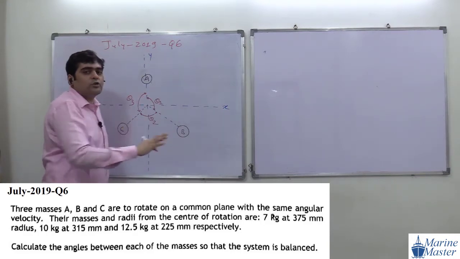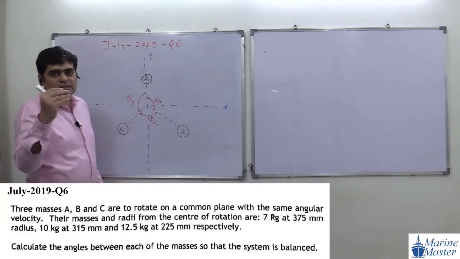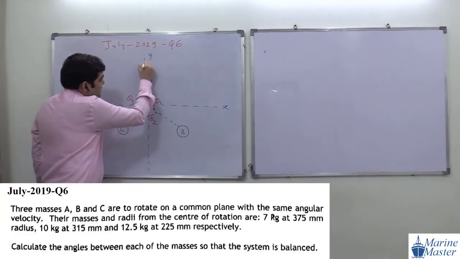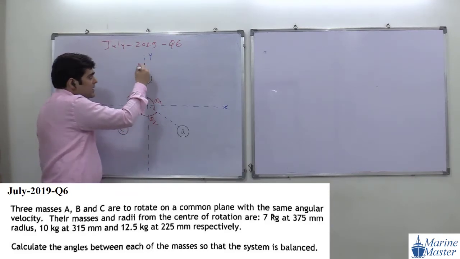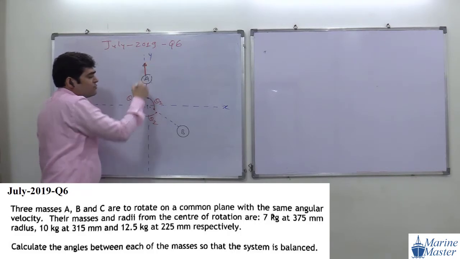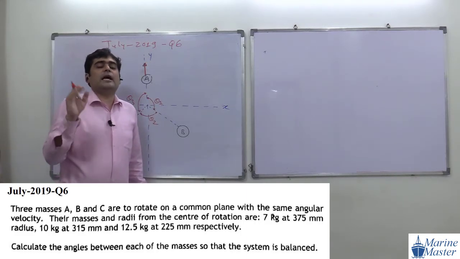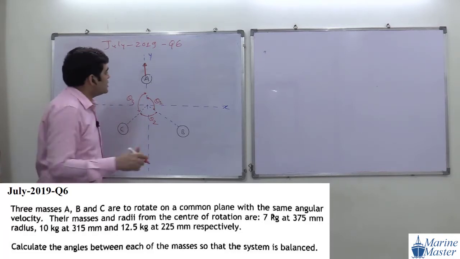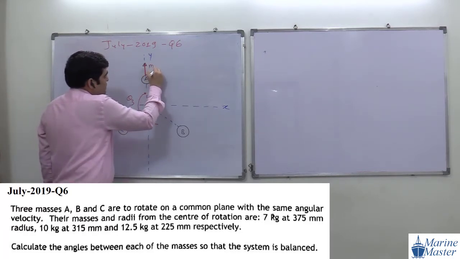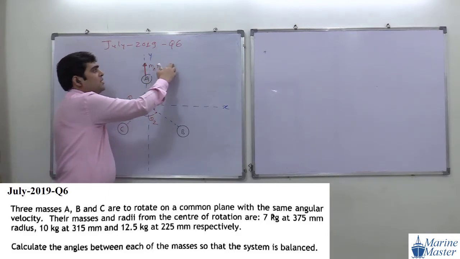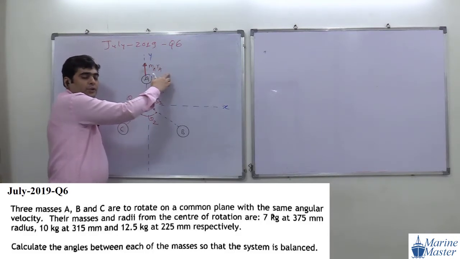As these masses are rotating with angular velocity in a circle, a centrifugal force will act radially outward. If the position of A is here, then the centrifugal force due to mass A is MA RA omega square. But to keep the calculation simple, we are omitting omega square. So we are assuming the centrifugal force as MA RA, and its unit is kg meter. If you multiply it by omega square, we will get it in Newton.